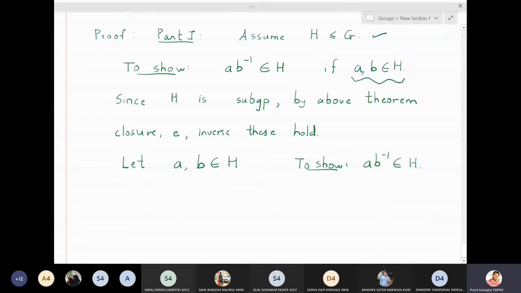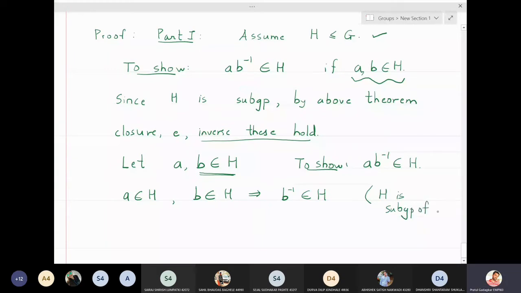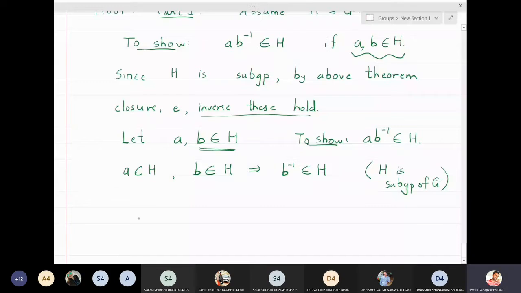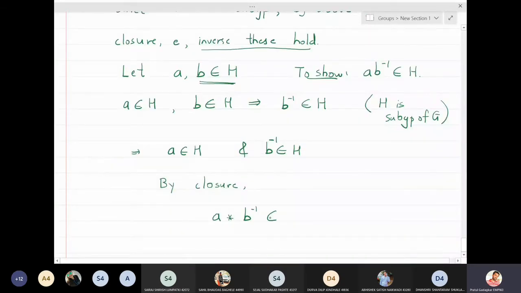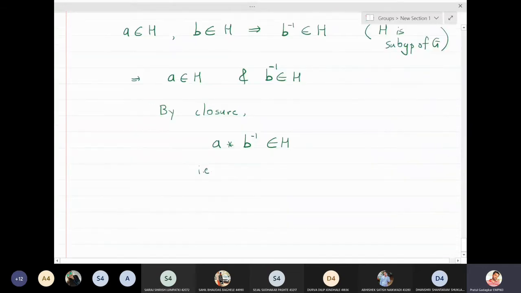Now a is in H, it's fine. But for b, I know that if b is in H, it implies b inverse is also in H. Why is b inverse in H? Because inverses exist in a subgroup, since H is a subgroup of G. So a is in H and b inverse is in H, and therefore by closure, a star b inverse is also in H. That is, ab inverse belongs to H. So this means part one of our theorem is proved.